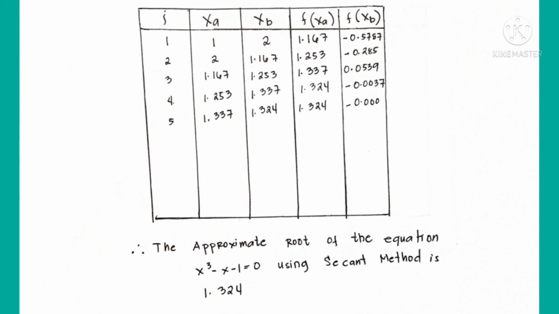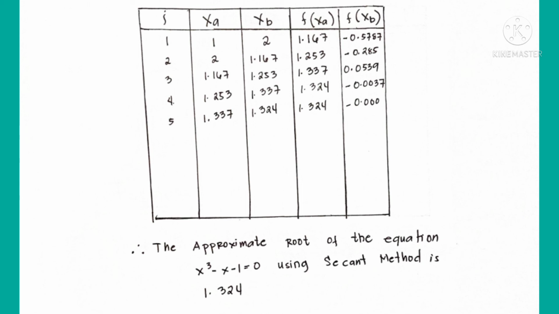Next, on our second iteration, our xa here will be coming from the previous xb, which is 2, and the xb will be coming from the previous new x. And now, here in our new x, we are going to use the formula that I have said before. After substituting it into the formula that I have mentioned before, we have now the new x, which is 1.253, and the f of xb is negative 0.285.